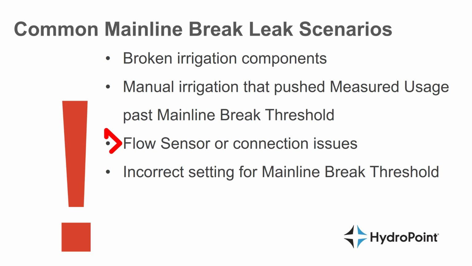You can also get a mainline brake leak alert if your flow sensor has hardware or programming issues, or the flow sensor connection is picking up false pulses due to connection issues. And in newer systems, sometimes you just need to adjust your mainline brake threshold to account for normal system management.